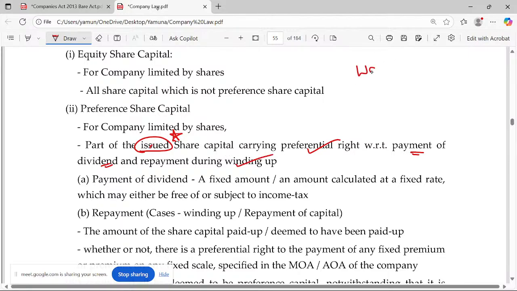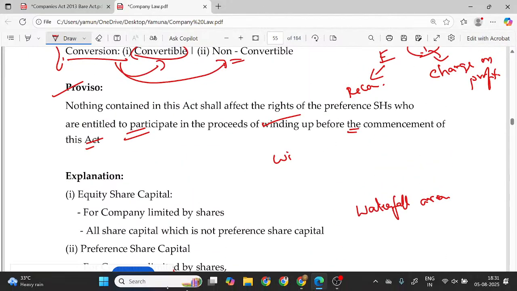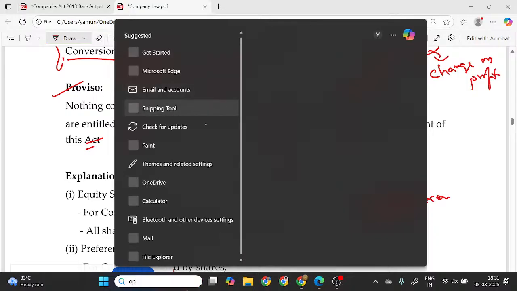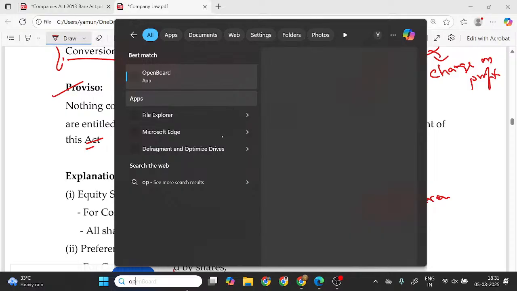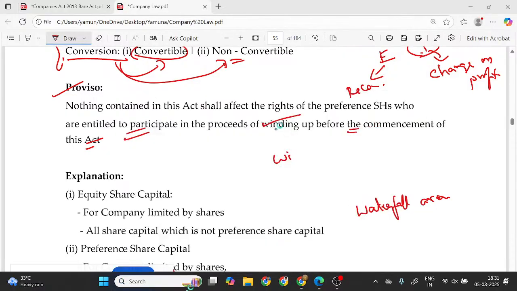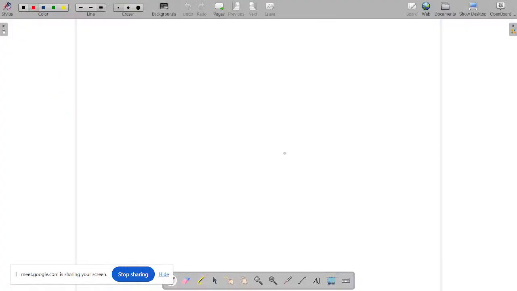Did we discuss this term, waterfall arrangement? Any idea about this? I have discussed this earlier. Whenever the company goes for winding up, the liquidation process will be carried on. You know these terms, winding up. Let me go to the board. I might have discussed this already, but let me have a quick glance.